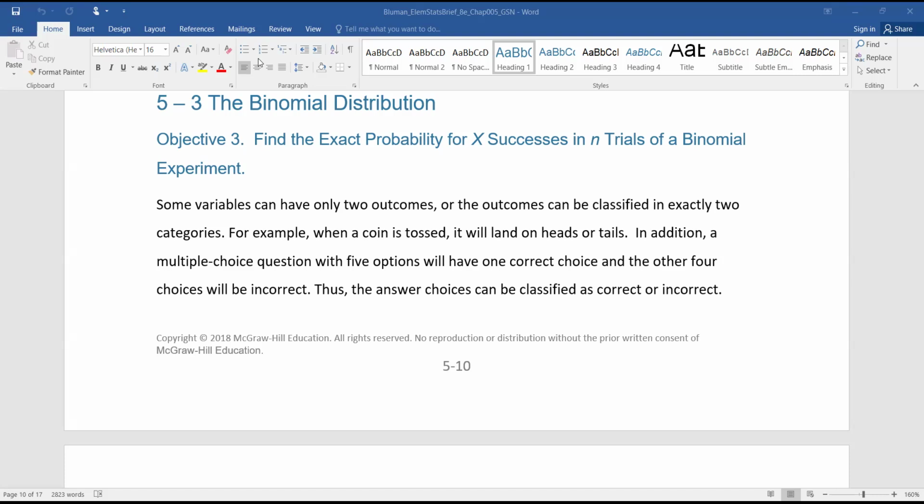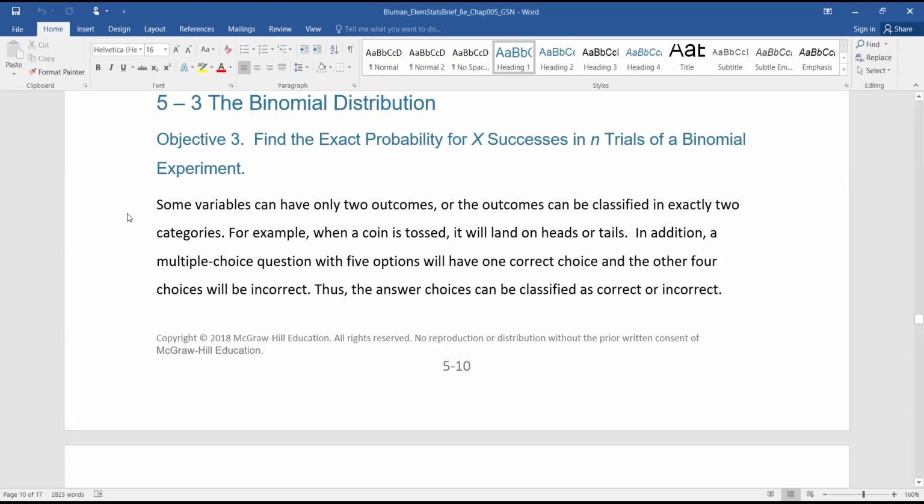Some variables can have only two outcomes, or the outcome can be classified in exactly two categories. For example, when a coin is tossed, it will either land on heads or tails. In addition, a multiple choice question with five options would have one correct choice and the other four choices would be incorrect. Thus, the answer choices can be classified as either correct or incorrect.